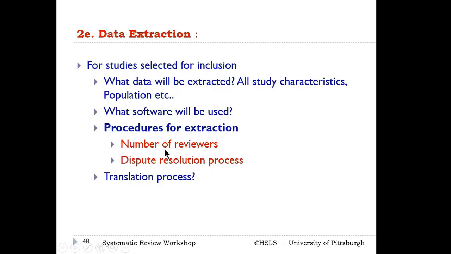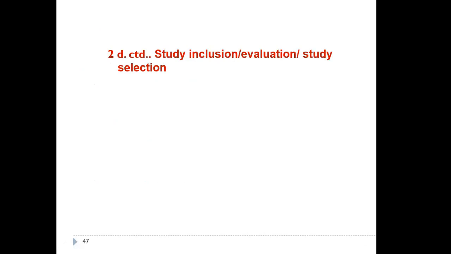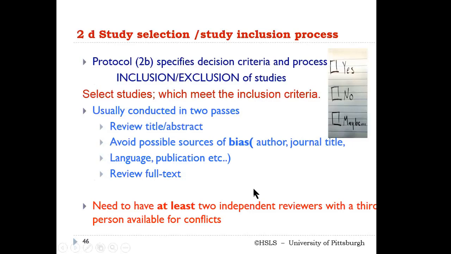And again it has to be done by, say we have 100 studies, then 50 studies, 2 people go through and extract data. The other 50 studies, another 2 people are doing, and then they compare with each other whether there are any mistakes. So the number of reviewers, and the dispute resolution process. You'll have to mention how you are going to resolve disputes. Even up there in the study selection, when there is a conflict, you will have to mention in the protocol how you are going to resolve conflicts.